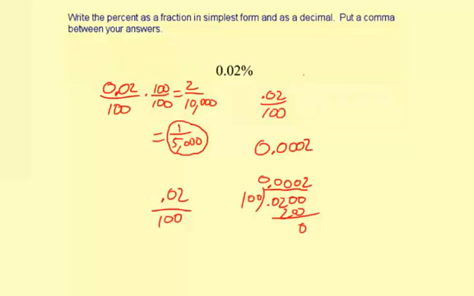Here's how you write your final answer. You have your fraction and your decimal with a comma in between. So you should write 1 over 5,000, and you could put a comma there if you'd like to. I didn't. And then put a comma here, and then 0.0002. So there's your percent in a fraction simplest form and as a decimal. And notice 0.02% is a really small number.